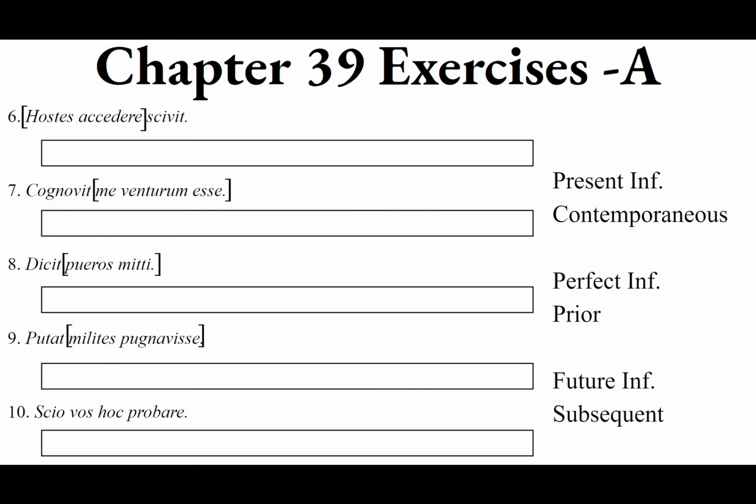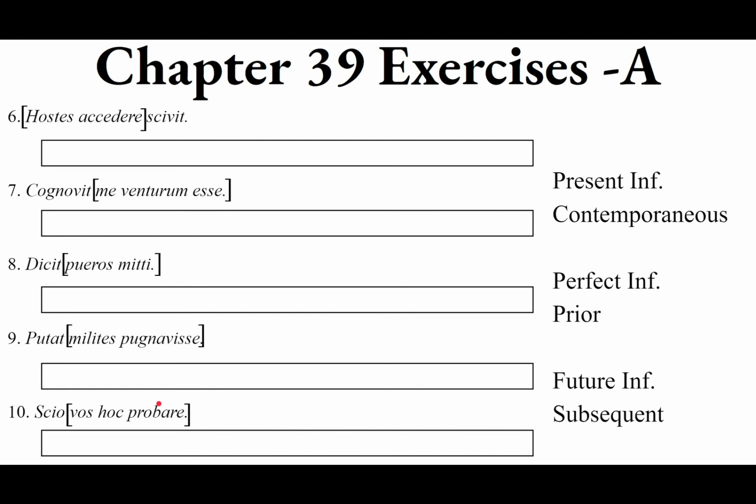Undecima, sententia decima. Scio vos hoc probare. Scio, scire, scivi, scitus. I know. I can know that. What do I know? Vos hoc probare. Vos, from tu, vestri, vobis, vos, vobis. Y'all, ye, you plural, second person plural. Hoc, from hic, haec, hoc. And then probare is our present active infinitive.